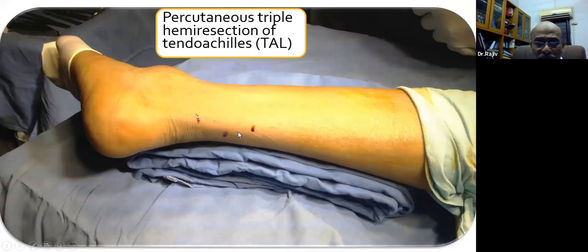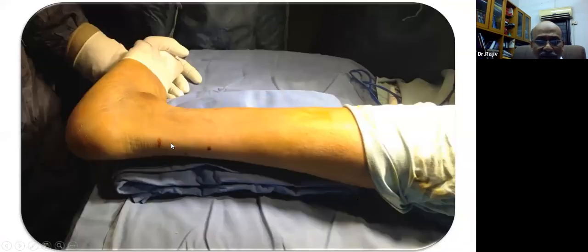So with the percutaneous 3 incisions, which are placed about 1.5 centimeters away from each other, you cut half of the tendo-Achilles with every incision and then stretch it so that it would lengthen. So this is the case where you have a tight tendo-Achilles.